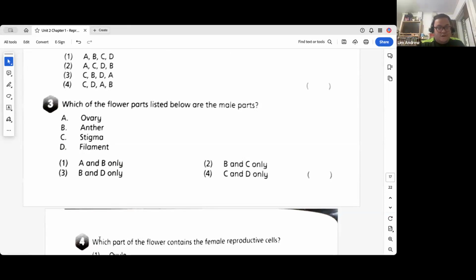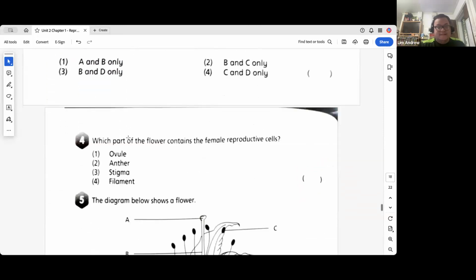All right. Okay, flower parts. Male parts or female parts. Let's look one by one. Ovary is a female part, so it's not a male part. Anther is a male part. Stigma is a female part. Filament is a male part. So therefore, the answer for question 3 is number 3, B and D. Why? Because the filament holds up the anther, which produces the pollen grain. Therefore, the male parts are anther and filament, whereas the remaining two, ovary and stigma, are female parts. All right, let's carry on.